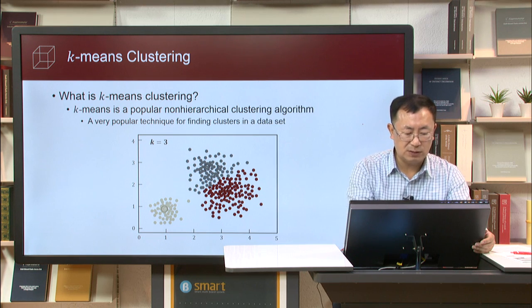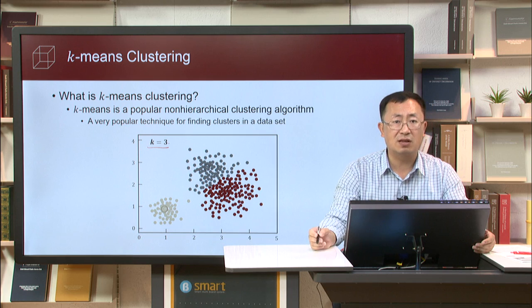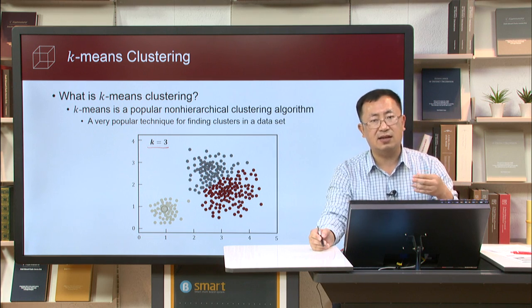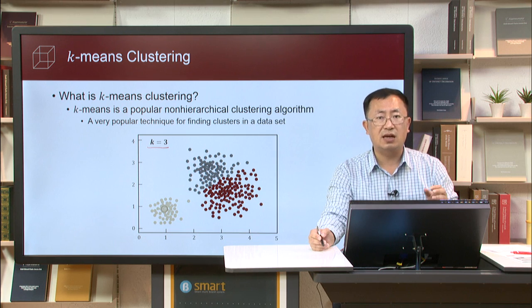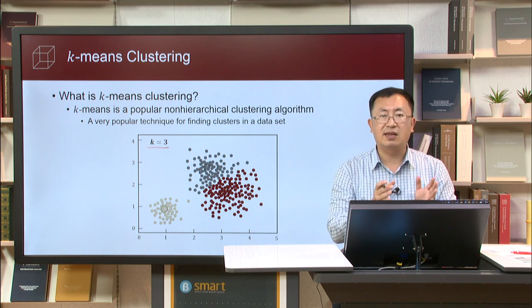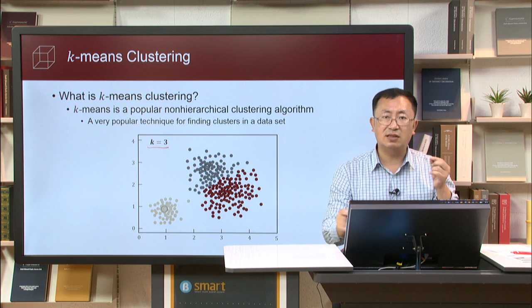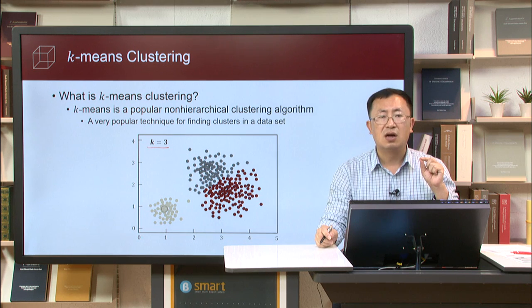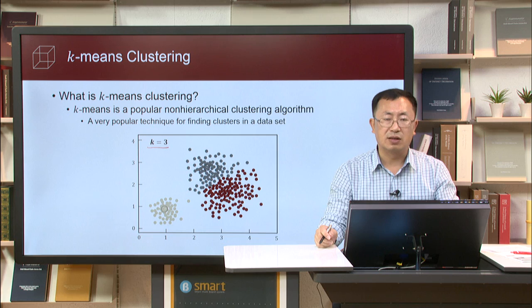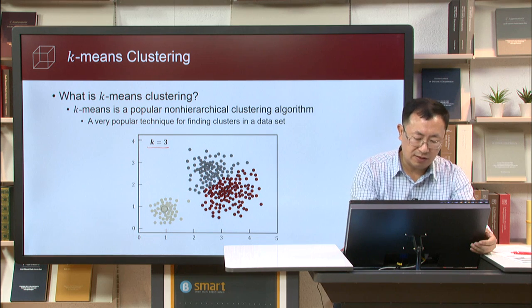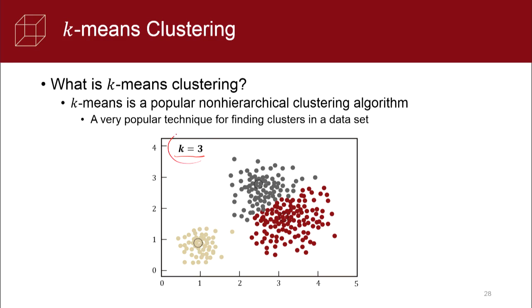For example, you specify the number of clusters you'd like to have. You need to tell the algorithm, I'd like to have k clusters. That is the parameter you need to give the algorithm. In this example, k is equal to 3. Based on that information, the algorithm tries to identify the 3 clusters.